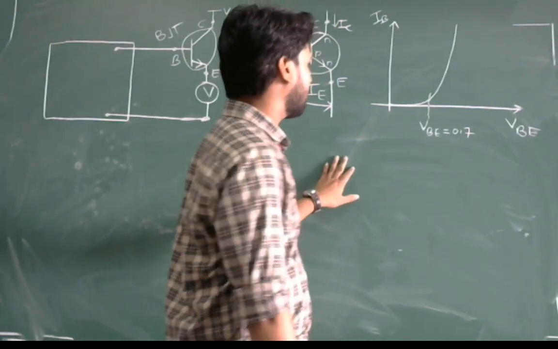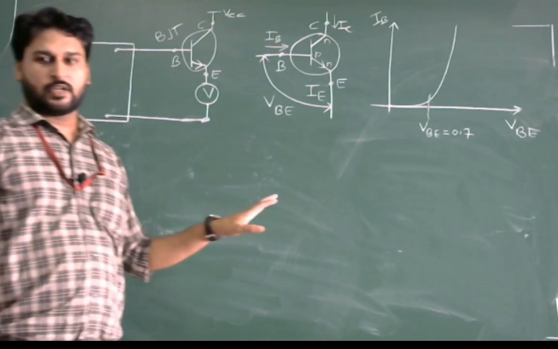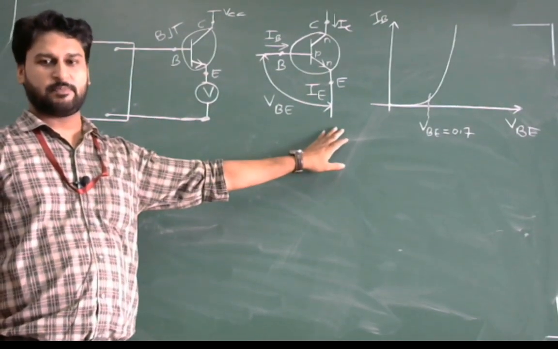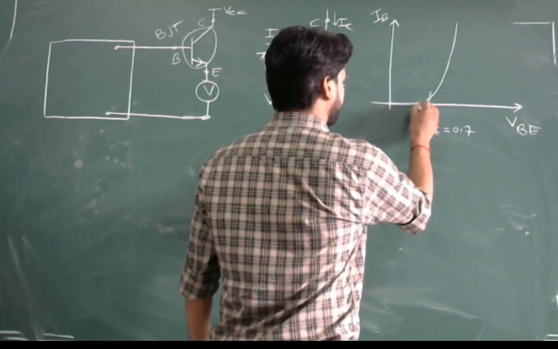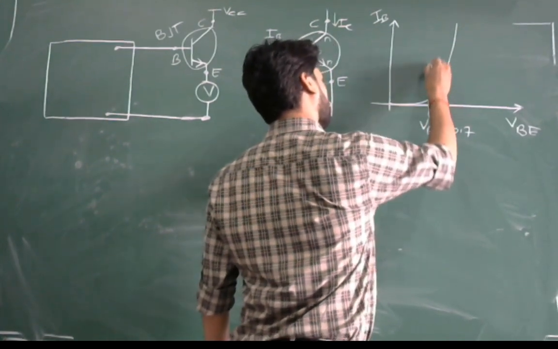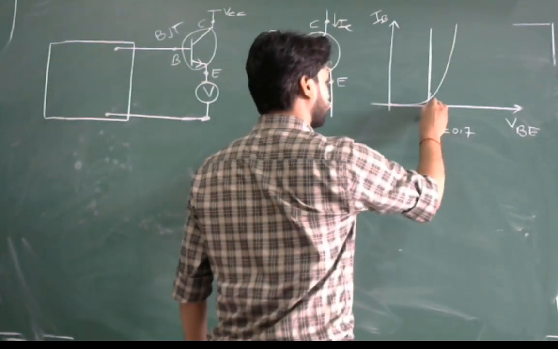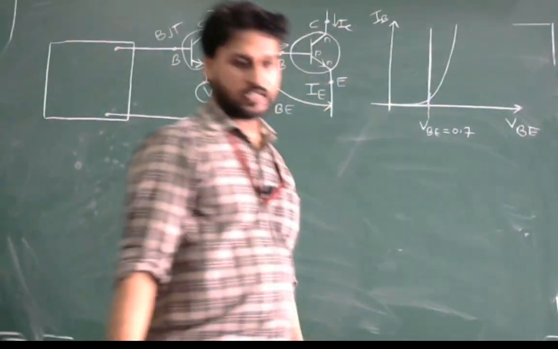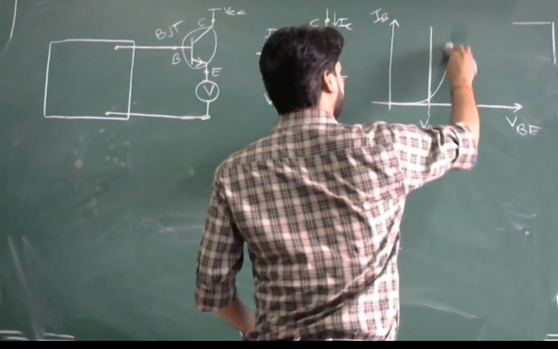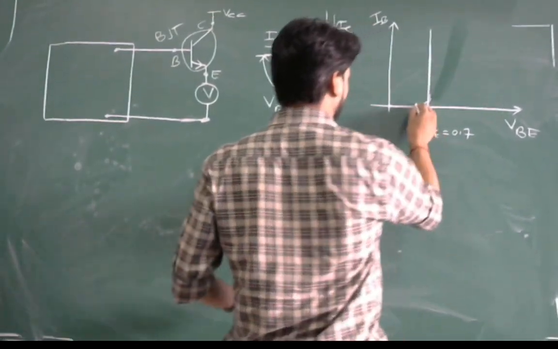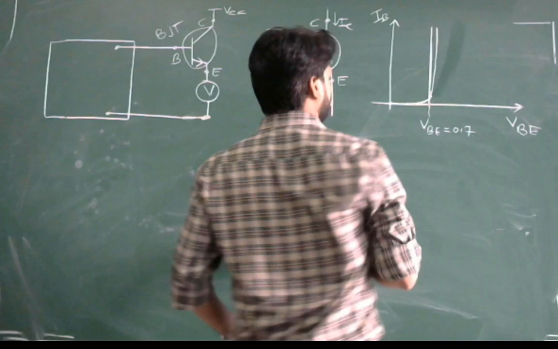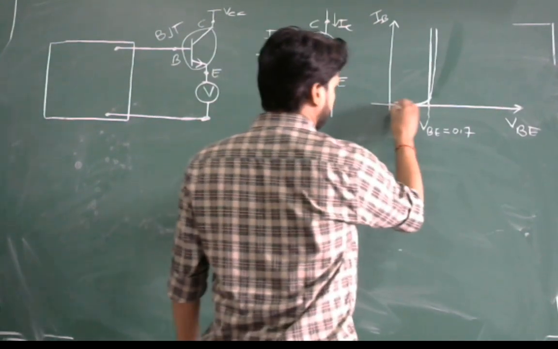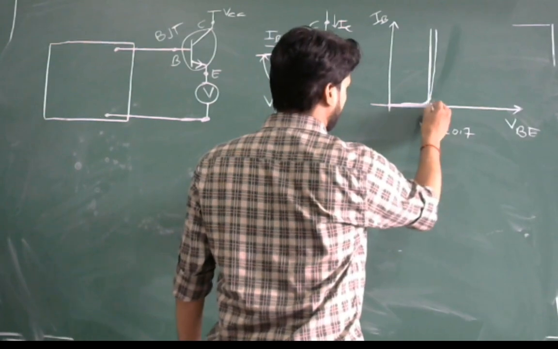This curve between VBE and IB can be approximated as a straight line, like this. This curve is not very far away from the approximated value. The curve is like this only. So this can be approximated as a straight line.